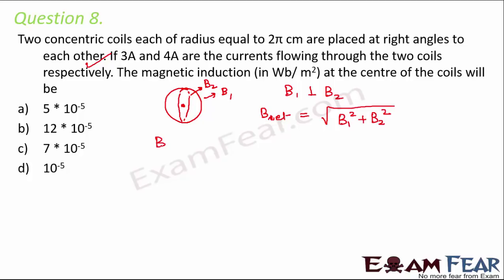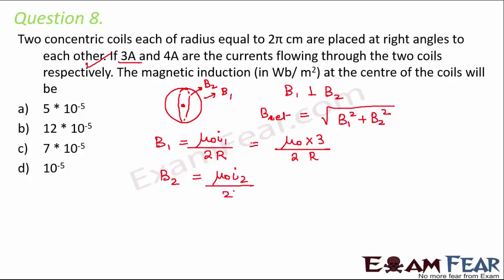So let us try to find out B1 and B2. B1 due to the first coil will be equal to mu naught I1 divided by 2R. The radius is the same for both of them. So mu naught I1, that is 3 ampere for the first coil, divided by 2 into radius. Now let's calculate B2, which will be equal to mu naught I2 divided by 2R, which is equal to mu naught into 4 divided by 2R.